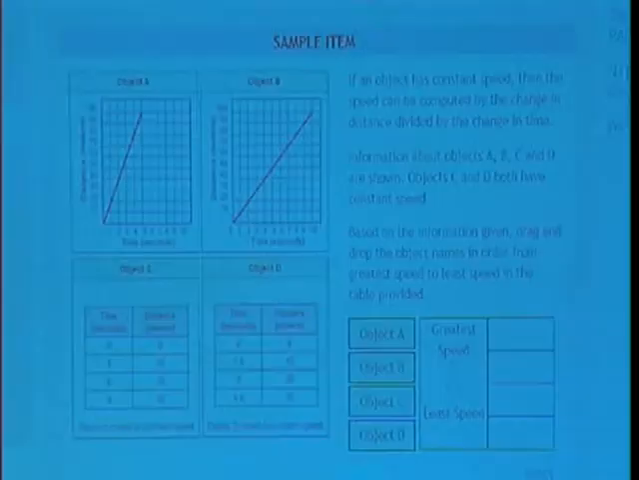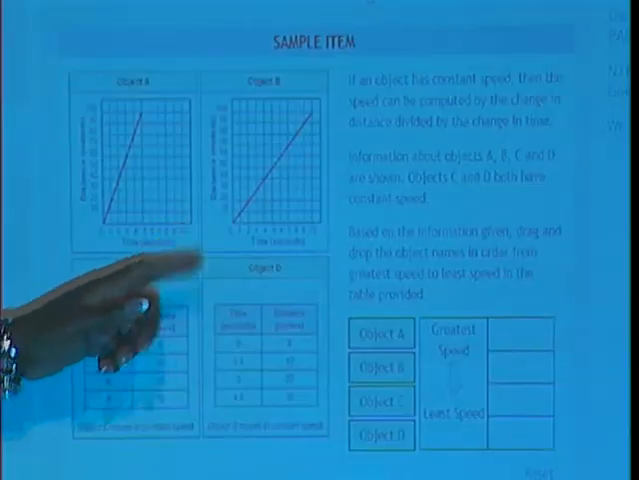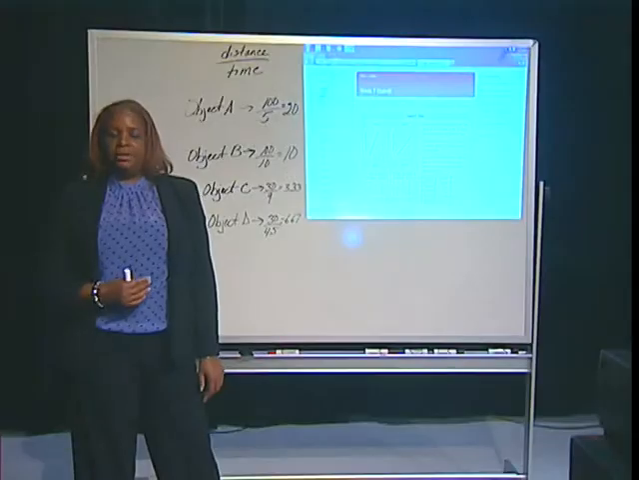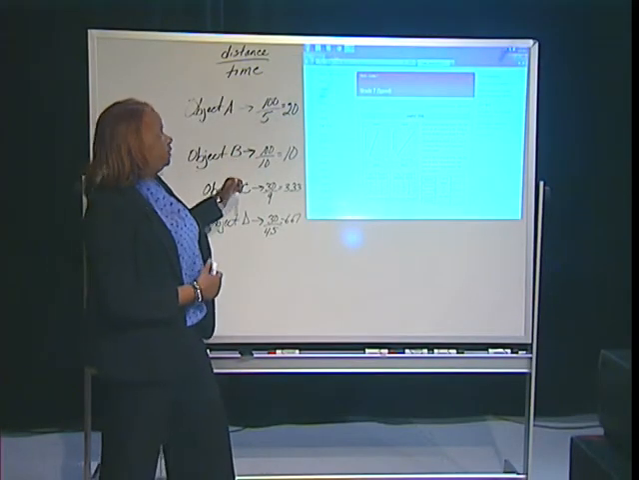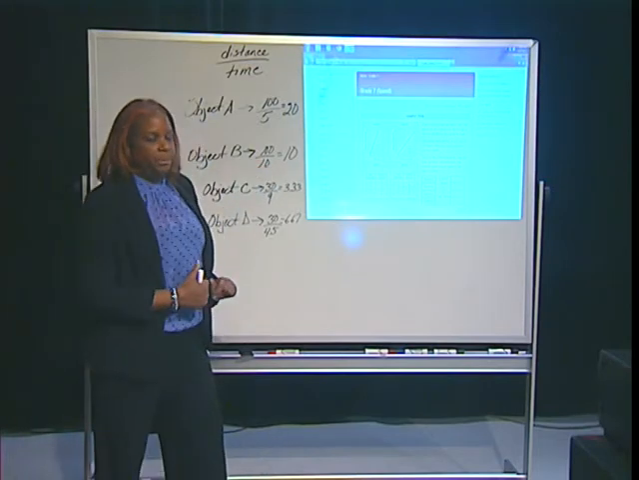Take a look at object B. I did the same thing. It does not matter which point you choose. You should still receive the same. All right, starting with the origin, I looked at the time, I moved over 10 spaces to the right, moved up again to 100 with the distance. I divided 100 by 10. I received 10. That was object B.